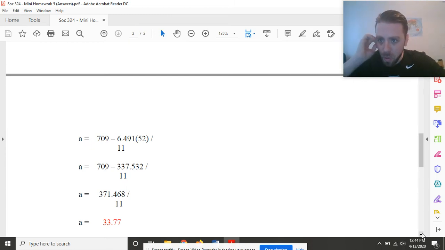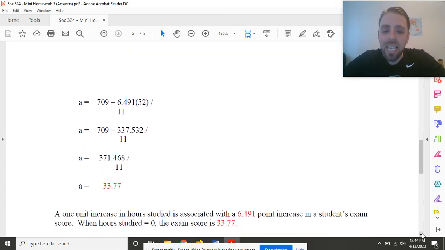So, the most important thing, how do we interpret this? A 1 unit increase in hours studied is associated with a 6.491 point increase in a student's exam score. How do I know it's an increase? Because that is a positive coefficient. Should it be negative, I would be dealing with a decrease. But in this case, it's positive, which implies it has to be an increase, right? An increase in X leads to an increase in Y. Then finally, when hours studied equals 0, the exam score on average is 33.77.